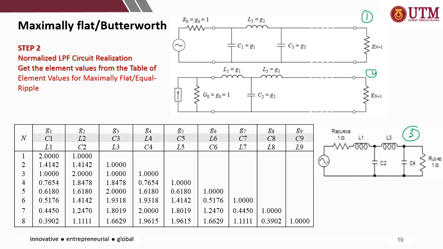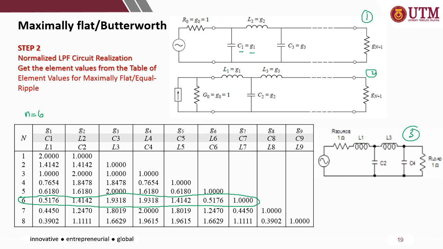Okay, so for example, if you choose the first configuration, the first component will be in shunt or in parallel. So the value is represented by C1 or G1. Then you need to refer to the table for the specific n. For example, just now n equal to 6, so n equal to 6 in here. So these are the values of the component that you should include in your design for the normalized circuit.